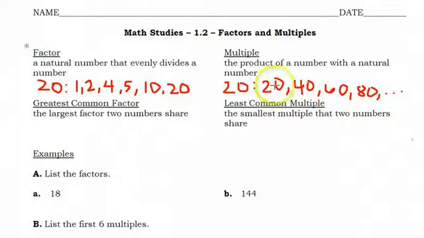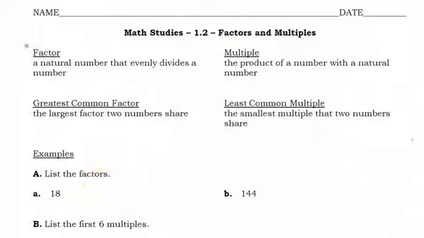Multiples would keep going. So this is 20 times 1, 20 times 2, 20 times 3, 20 times 4, the products that we would generate by going up the natural number set. The greatest common factor would be the largest factor that two numbers have in common, and the least common multiple would be the smallest multiple that two numbers have in common. I'll do examples of those below, so I won't do them here.